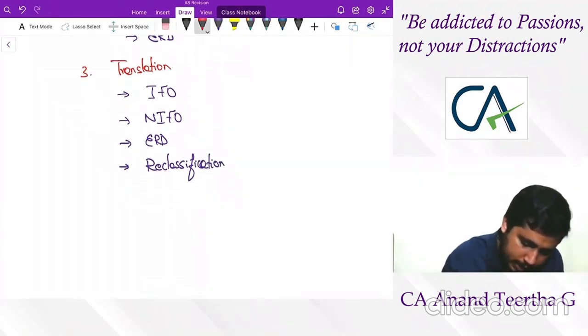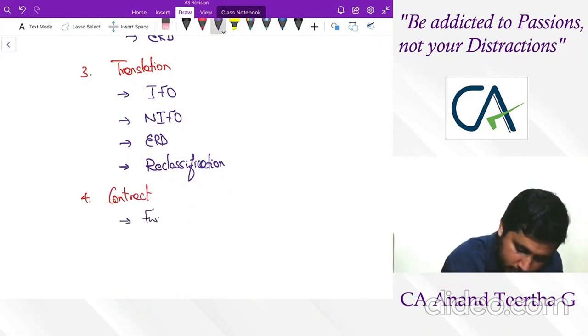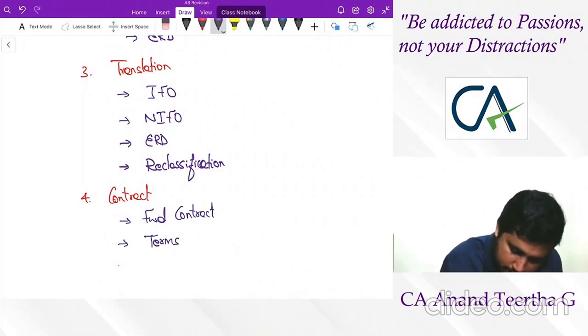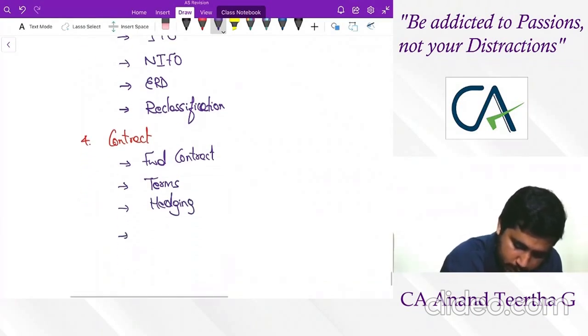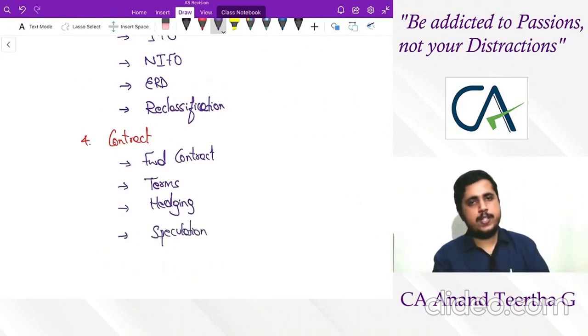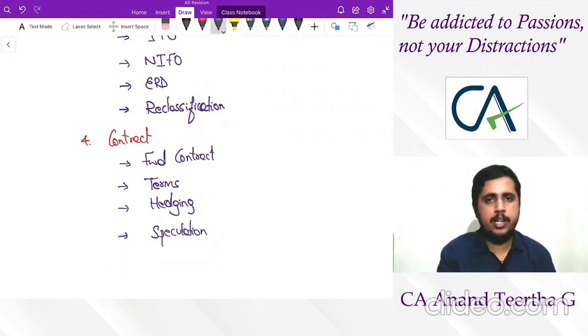Then after that, you will have your contract mechanism. First, how to decide what you mean by a forward contract. Then terms involved in this. So important terms involved in this. Then how will you deal with hedging purpose? Then last, how will you deal with speculation purpose? So this is how you have to deal with the AS 11 segment. Once you look into the highlight points, you will automatically start connecting what we have done in the standard.